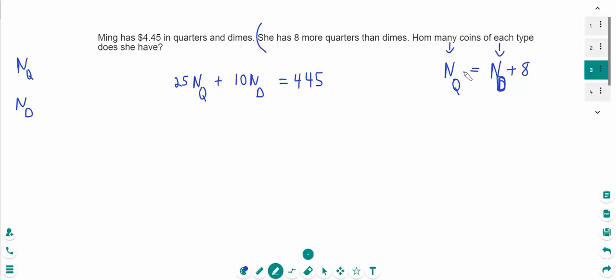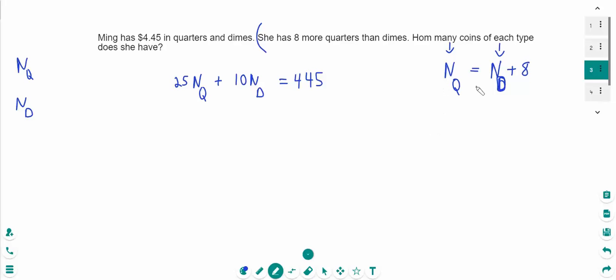If I were to add it to the quarters, well then, gosh, they're already saying she has more quarters than dimes. And then I'm adding more to the quarters, then it's really not going to be equal to the number of dimes. So be careful with this. This is a common place to make a mistake. Read these very carefully and make sure the concept is straight in your head. 8 more quarters means you need to add 8 to the dimes to get that number equal to the quarters. So be careful.